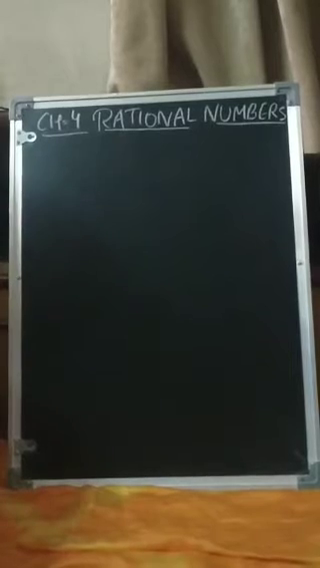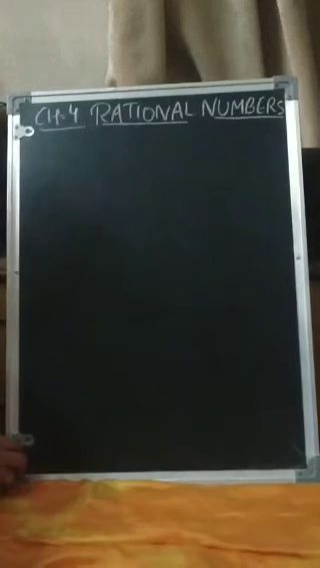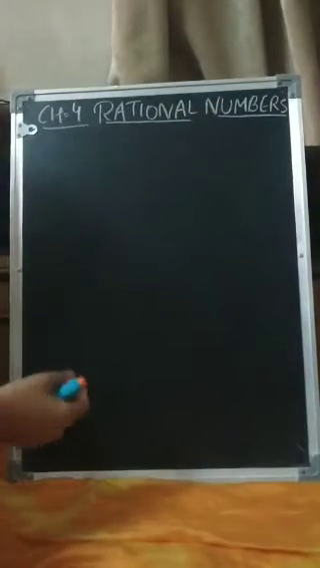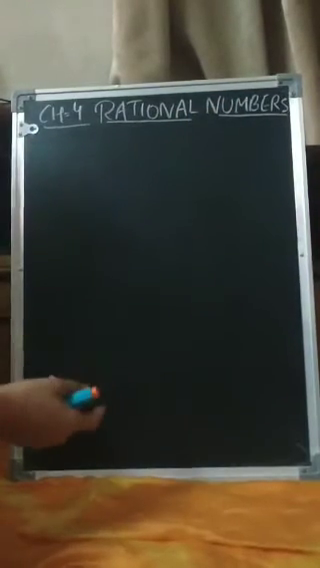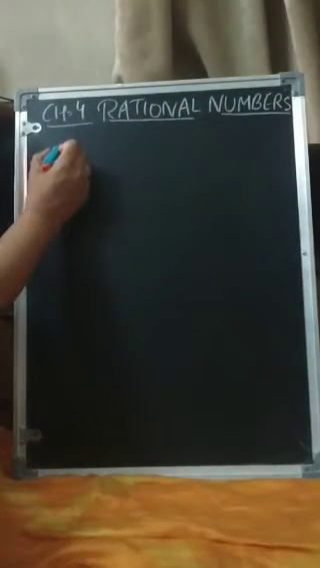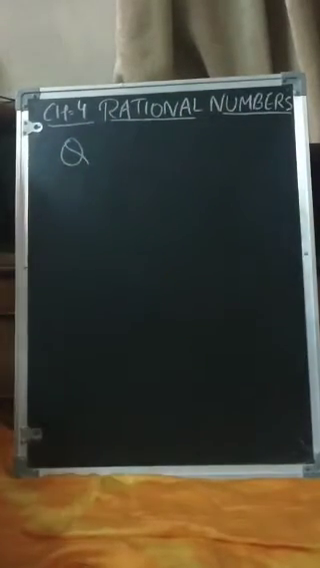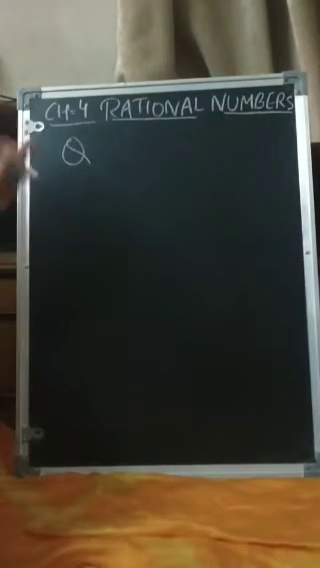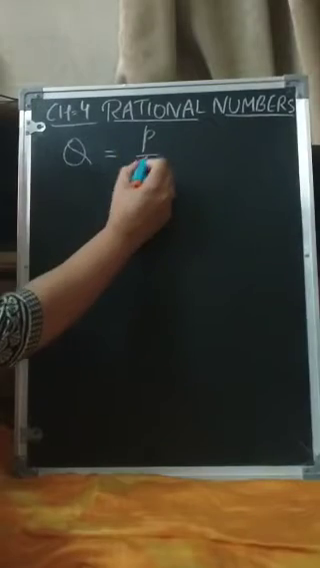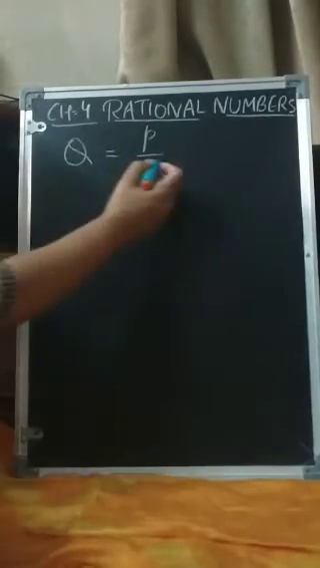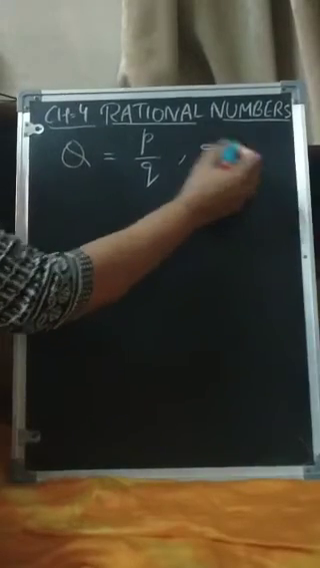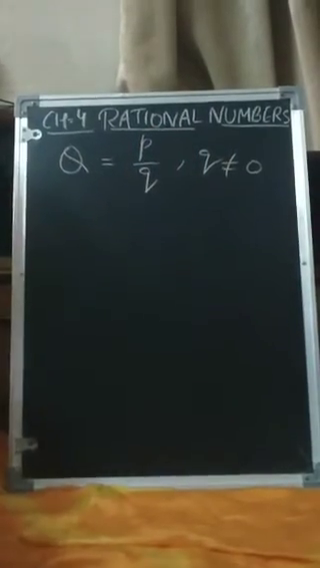Hello my dear students, today we are going to start our new chapter, rational numbers. So first of all we have to learn what rational numbers are. The group of rational numbers is denoted by big Q. Any number that can be represented in the form of P over Q, but the condition is Q should not be equal to 0, will be called a rational number.